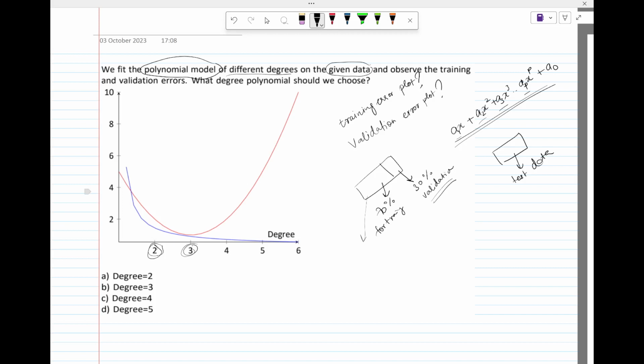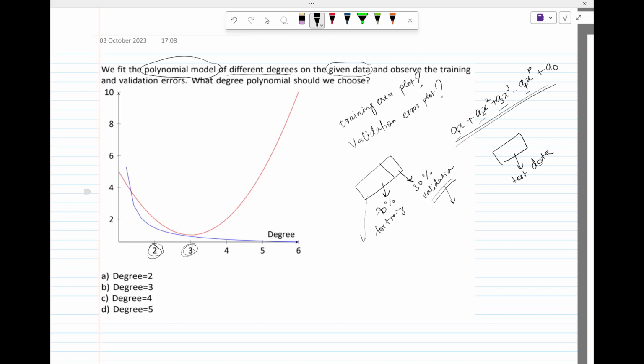Validation error is when, once you train your model with the training data, you in between compute the error on this validation data, but you don't use this validation data to update your parameters. You use this validation data to decide when to stop training or when to continue training.